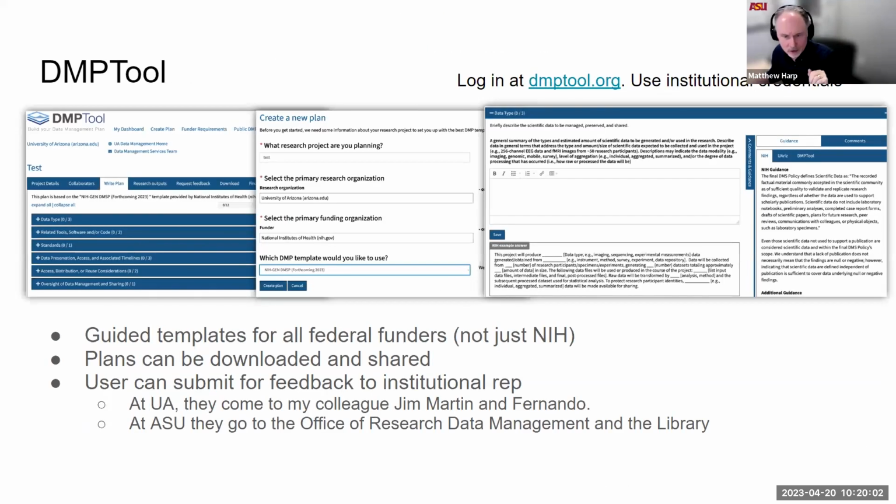Let's talk about the DMP Tool a little bit. The DMP Tool is a free web-based tool that provides examples and general guidance based on specific funding agency requirements in a simple to use online template, right?